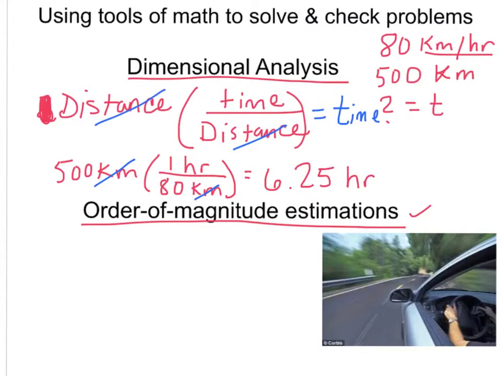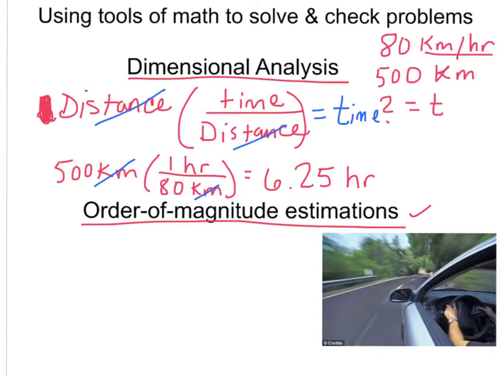The other check that we can do in physics is order of magnitude estimations. And that's a quick way. We're going to look at an example with what we've just looked at so far with this 80 kilometers an hour going 500 kilometers. Obviously, this is really simple and it's not too hard to figure out in your head, but when problems get more complex, the order of magnitude estimation is a really useful tool. So we'll walk through it with this example.